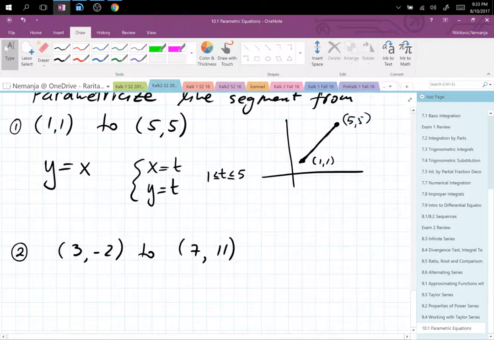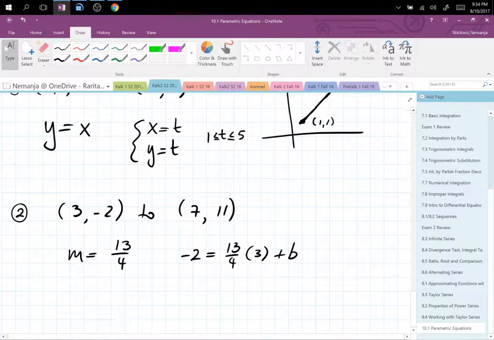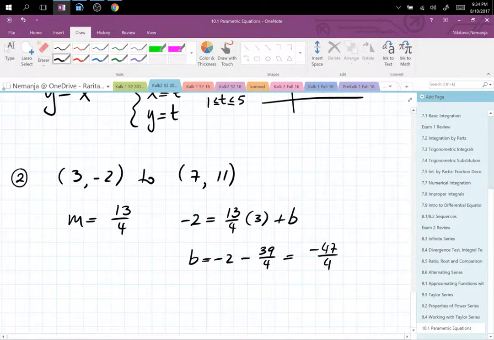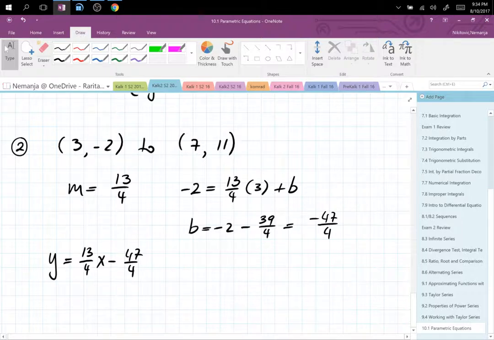So let's do it. We first find the slope, which is 13 over 4, right? It's 11 minus -2, that's 13, and then 7 minus 3 is 4. So slope is 13 over 4. Then we use one of the points to find b. So if y is 11, no, I'm going to use the other point. If y is -2, and then I have 13 over 4 times 3 plus b, we have that b is equal to -2 minus 39 over 4, which is -8 minus 39 is -47, so -47 over 4. So y equals 13 over 4 x minus 47 over 4. That's my equation.